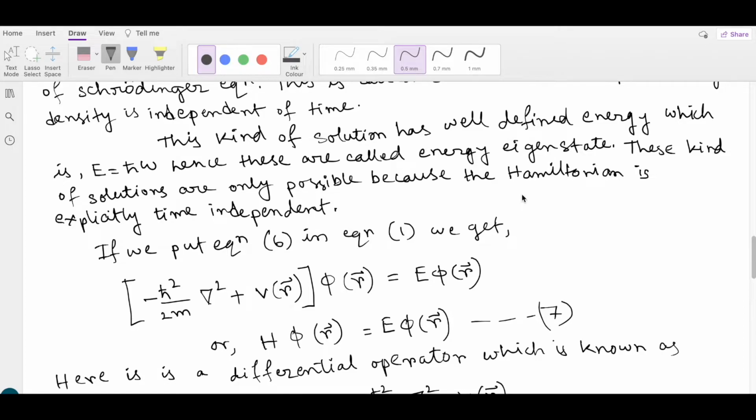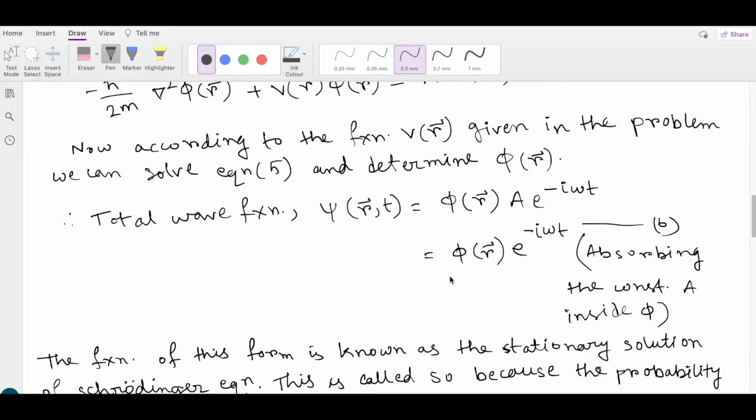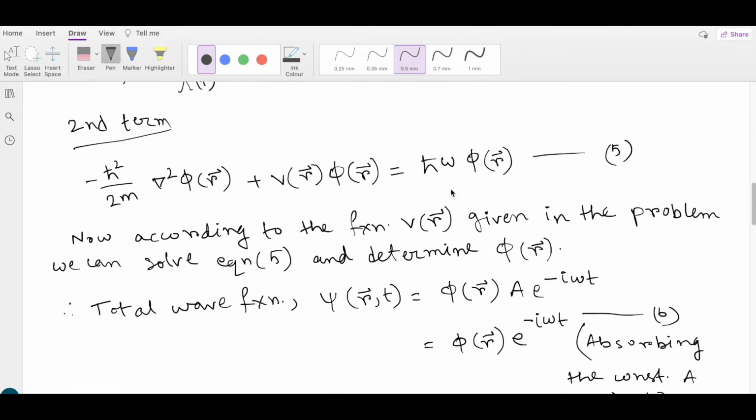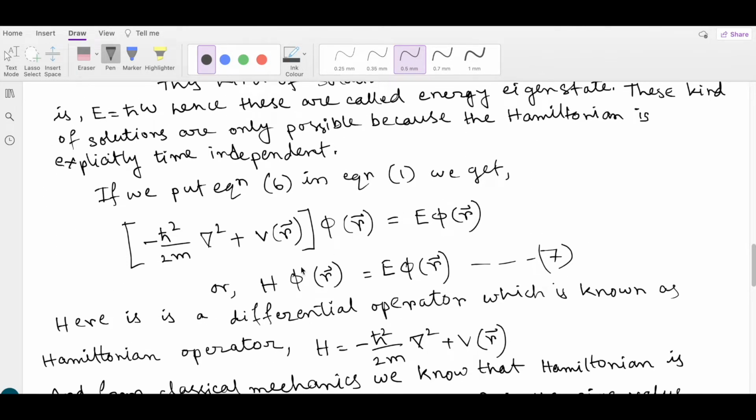This kind of solution is only possible because the Hamiltonian is explicitly time independent, that is, the potential doesn't explicitly depend on time. If we put equation 6, this equation ψ equals φ e to the power minus iωt, in equation 1, that is this 3D Schrodinger equation, we will get −(ħ²/2m)∇² + V acting on φ equals Eφ, where we are writing E equals ħω.